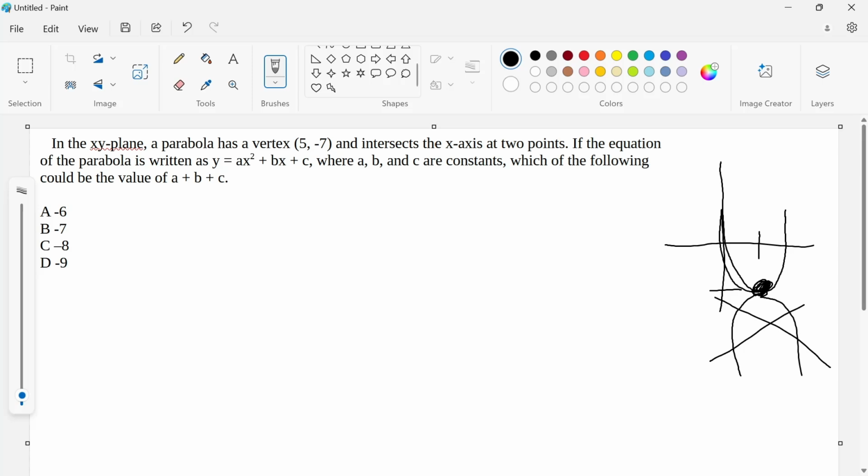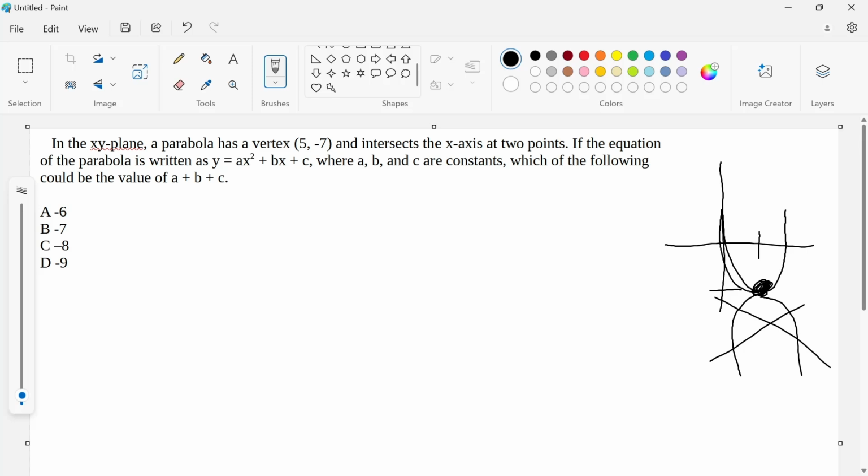If the equation of the parabola is written as y equals ax squared plus bx plus c, where a, b, and c are constants, which of the following could be a plus b plus c? Now, if you try this on Desmos, and it doesn't give you possible values for 2 of those variables, you're going to be sliding sliders around forever until you get exactly where the vertex is (5, -7) and figure out which one of these values is a plus b plus c. You can give it a try, but I can't think of how to do it blindly in Desmos without doing any other work. Maybe someone can. They'll put it in the comments of this video.